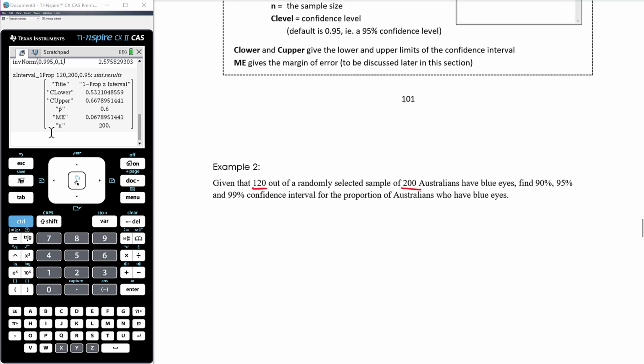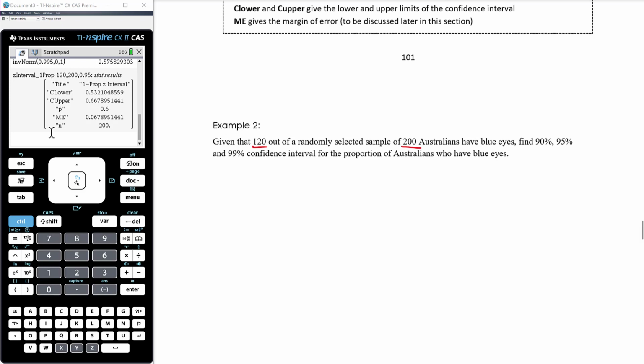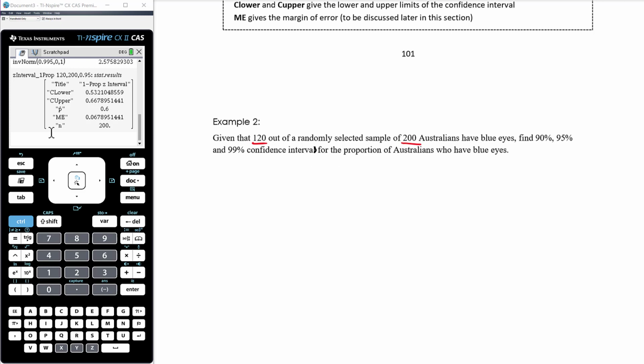So let's read fully this example, sorry. Given that 120 out of a randomly selected sample of 200 Australians have blue eyes, find 90%, 95% and 99% confidence intervals for the proportion of Australians who have blue eyes. Okay, so the 95% confidence interval is the one I've just worked out. It's the same one we just did by hand. And again, let's give them all to 4 decimal places. So that is going to be 0.5321 and 0.6679, okay?